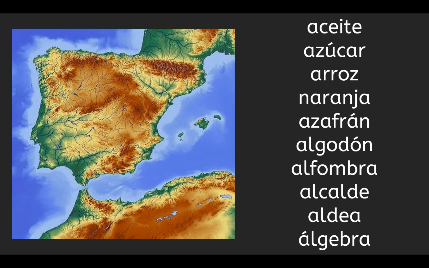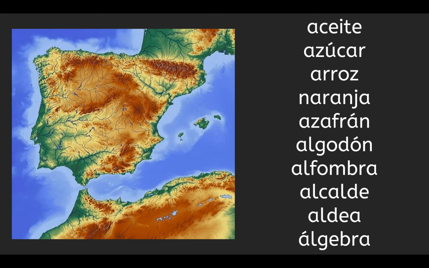Here are some examples. Aceite means oil, and from there we get aceituna, which is the word for an olive. Azúcar is sugar. Arroz is rice. Naranja is orange, both the fruit and the colour. Azafrán is saffron. Algodón is cotton. Alfombra is a carpet or a rug. Alcalde is a mayor of a place.